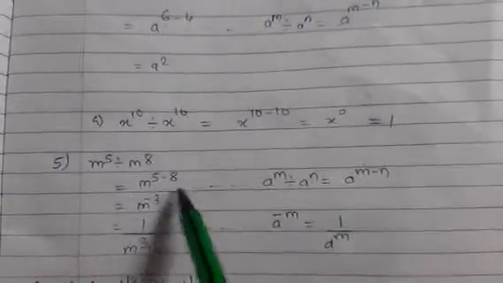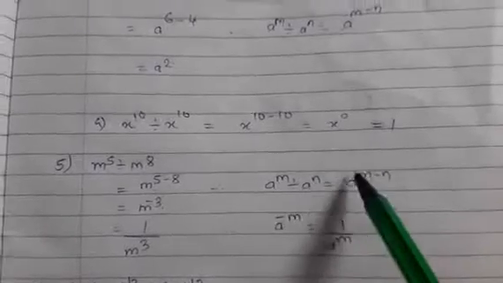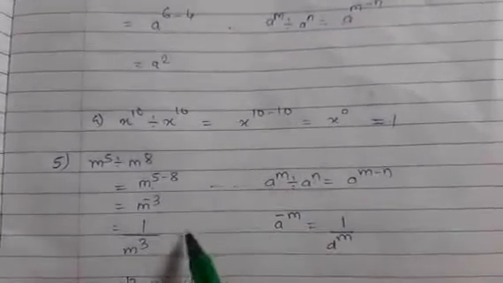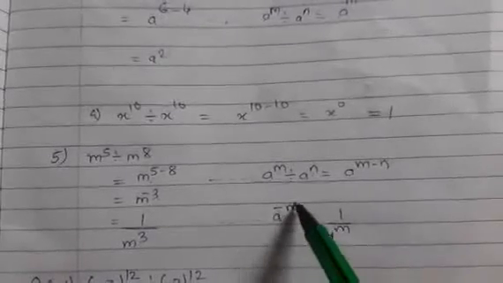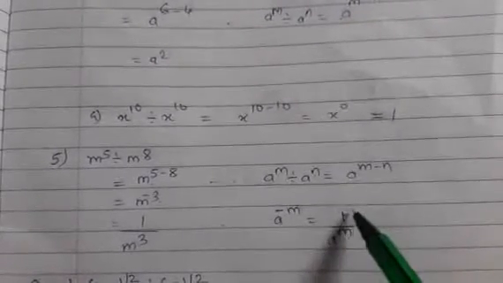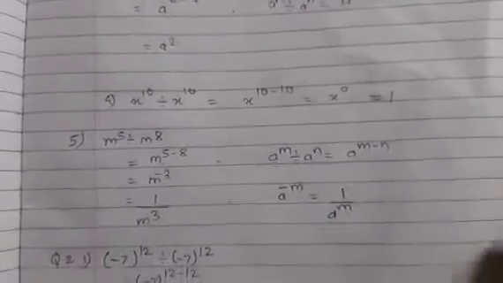Here which law have we used? When the base is the same and division operation is there, indices are subtracted. This rule we have to write. Here we have also used, a raised to minus m is equal to 1 upon a raised to m. This law we have to write here as a reason.